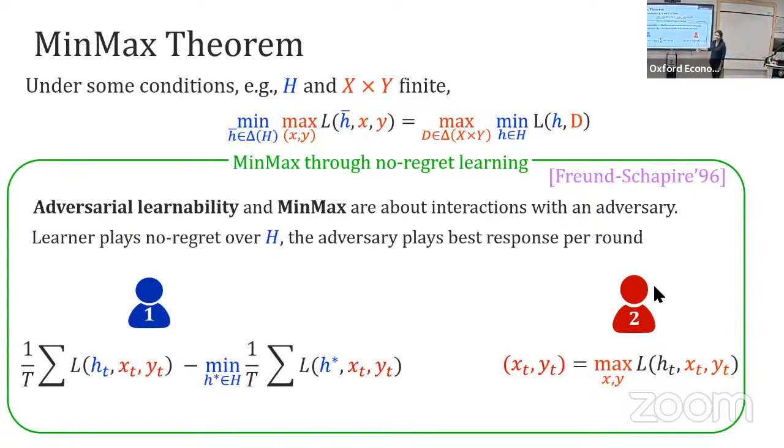The column player does something even simpler. At each time step she takes a pair x, y that's bad for h. There was a question about GANs. This is very similar to how GANs are trained, with slightly different distance metrics. And if the two of them do this, the average h_t that's played here becomes a min-max strategy, and the average x, y that's being played here becomes a max-min strategy. So that's how you can prove very easily that the min-max theorem holds.